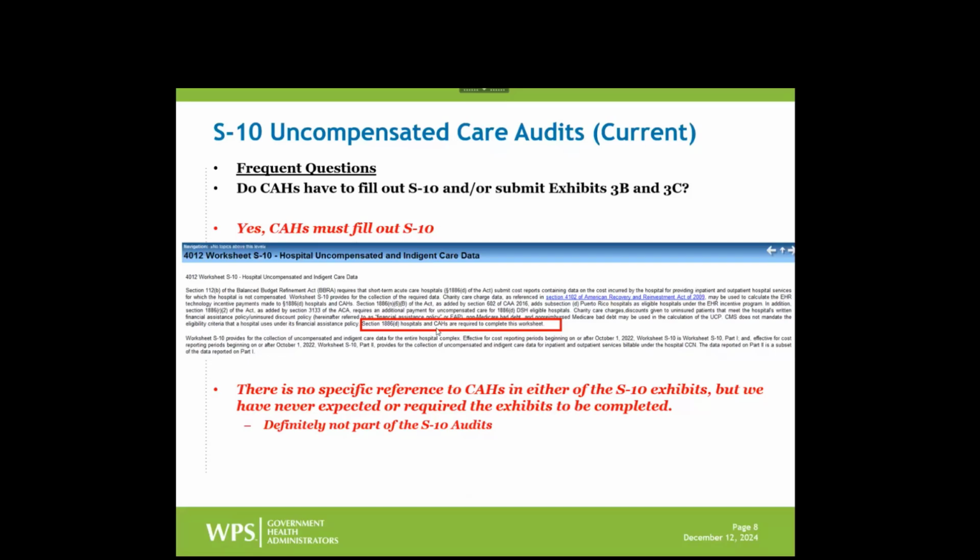I don't think they are. Right now we have that line, so technically if somebody was to ask, do we have to fill out the S10, my only possible answer at this point would be yes, you do. However, there's nothing in the exhibits or the instructions for the exhibits referencing a critical access hospital, and we're certainly not auditing it as part of the S10 audit.